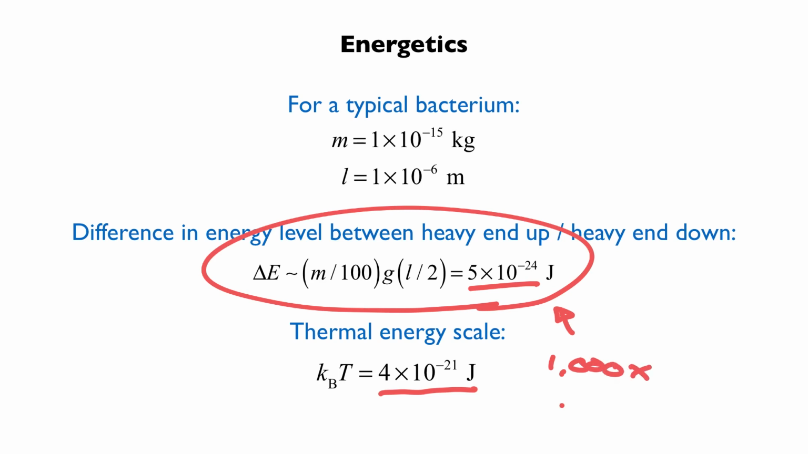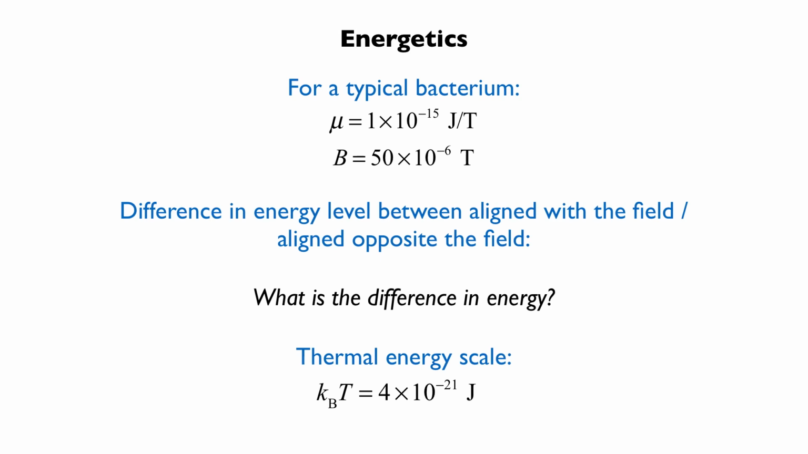And so it turns out that the difference between heavy end up and heavy end down is much, much less than the thermal energy scale. The bacterium won't float heavy end up or heavy end down. It's being jostled too much for that to ever work. But what will work is lining up with the Earth's magnetic field.